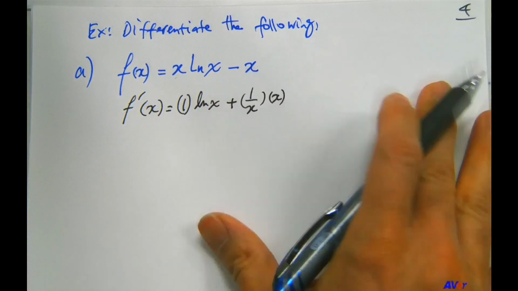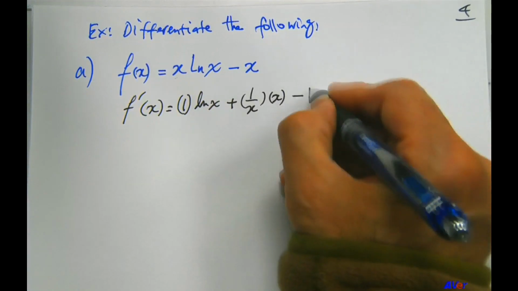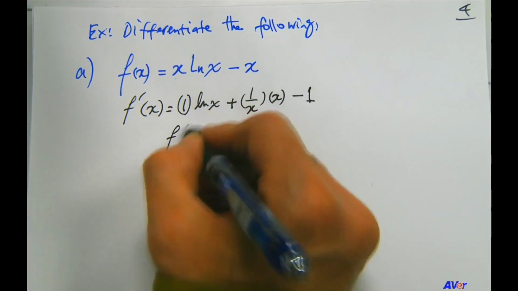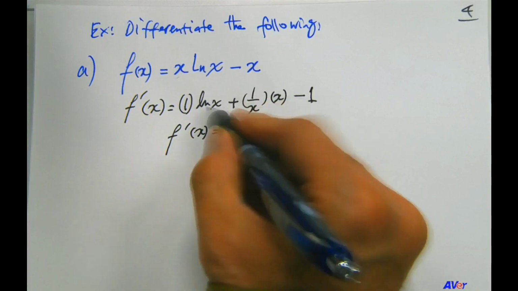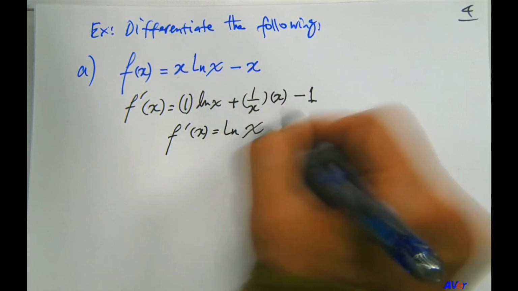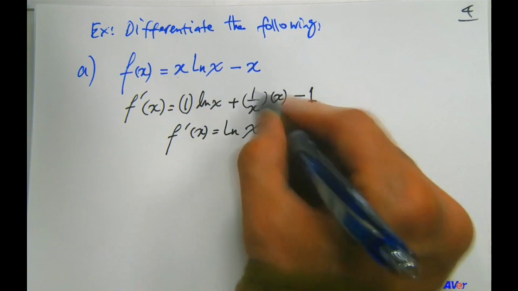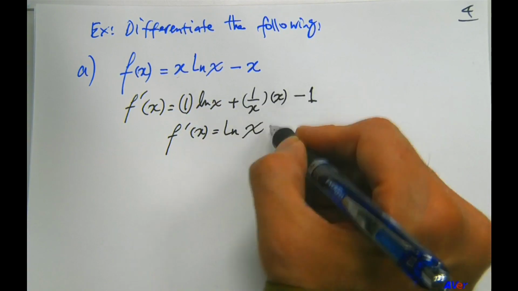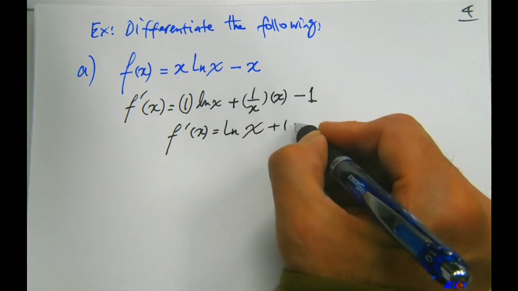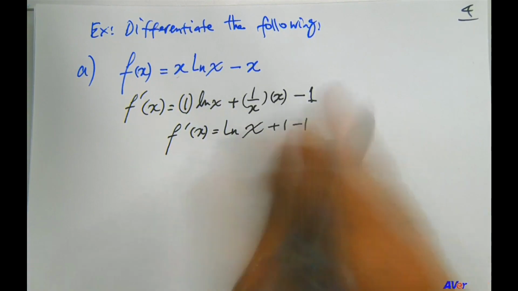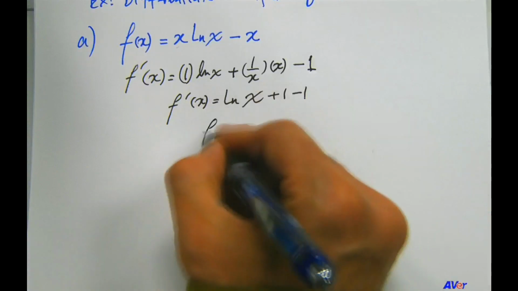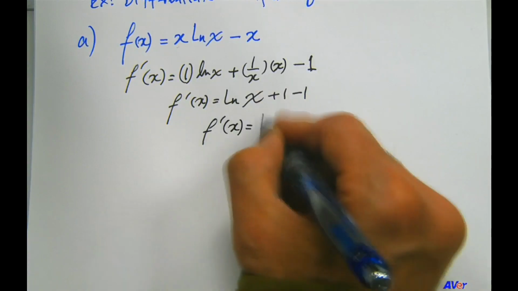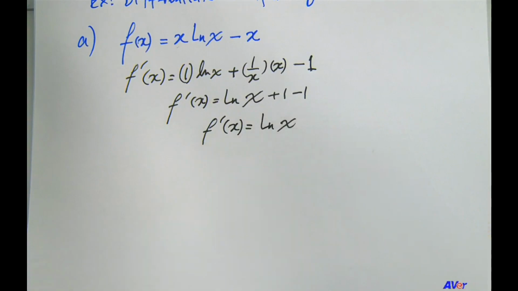Of course, the derivative of minus x is just minus 1. So let's simplify. F prime x is equal to natural log of x plus x over x is 1. Let's just say plus 1 minus 1, and that's just 0. So we end up with f prime of x is equal to natural log of x.